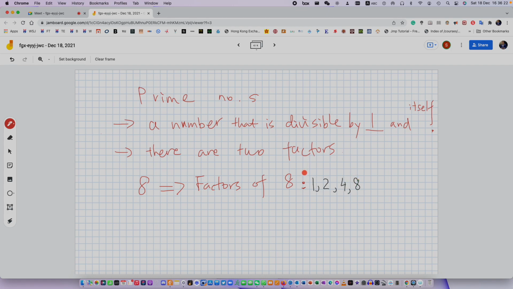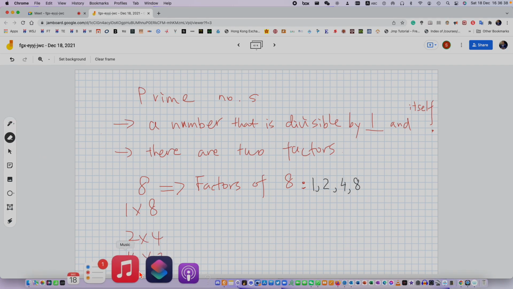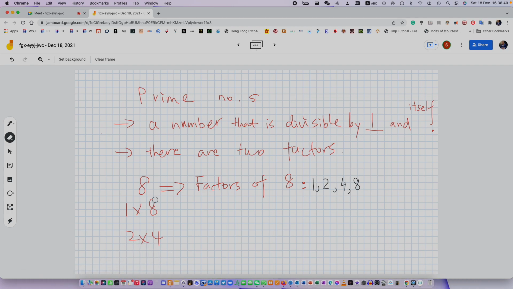Okay. So how do you get 1, 2, 4, 8? You get it by doing this, times 8, and then after that you have 4, right? And then you realize 4 times 2 is 2 times 4, so you just write once. Okay, good. This is your working. It's good that you write this working out, and then the answer you just put here. So how many factors do you have here? 4. Okay, 4 factors.